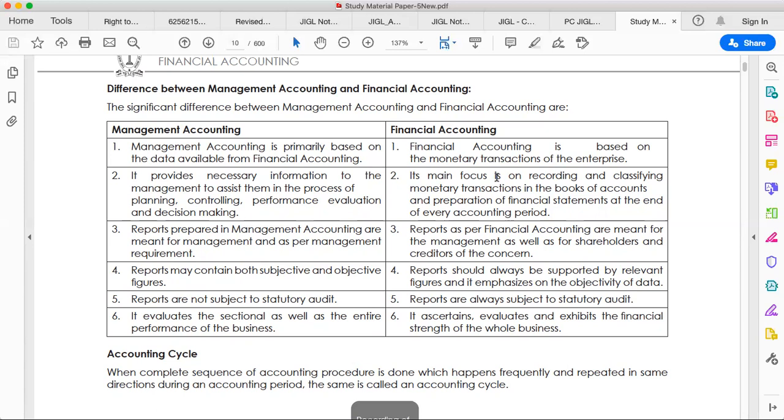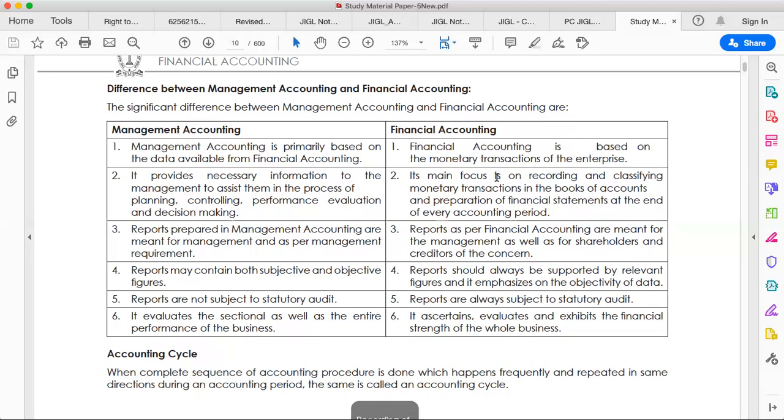So mainly in financial accounting, it will be historical data. There won't be any budgeted kind of data in financial, but in management accounting, there will be budgeted data. In management accounting, reports are not subject to statutory audit, obviously, because it is for internal purposes. But financial accounting, you have to do statutory audit under many different acts. Like if we say company, you have to do statutory audit under the Companies Act. If it is income tax, you have to do audit under the Income Tax Act. Like GST, the GST Act, Excise Duty Act.